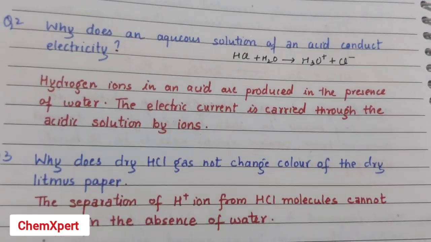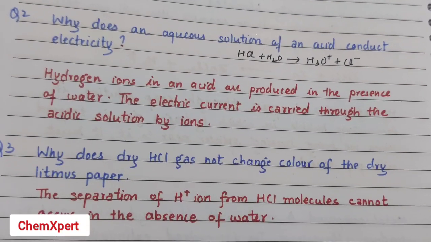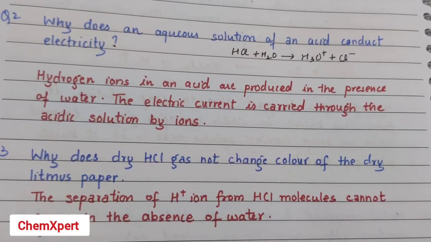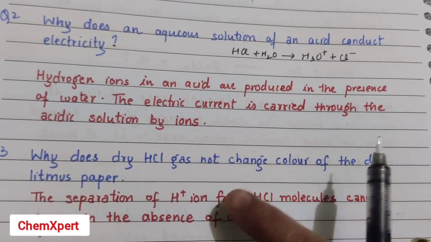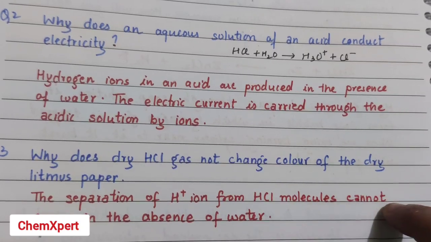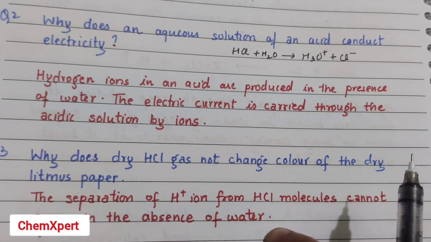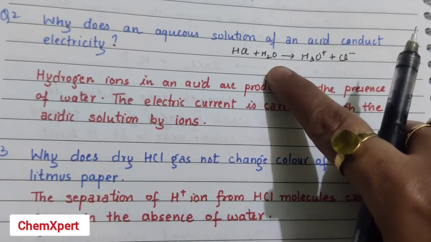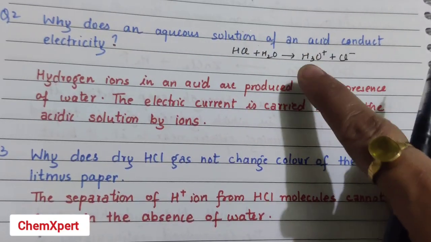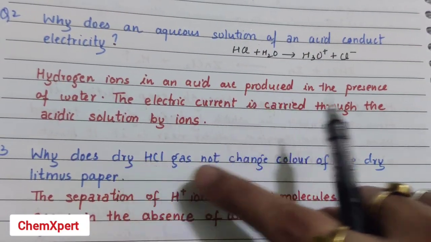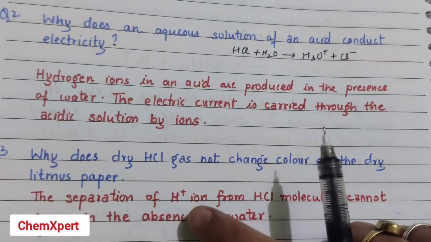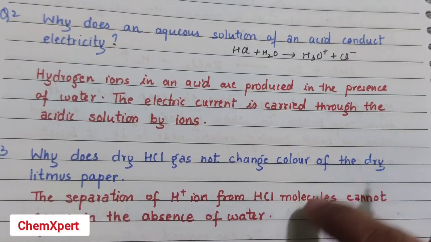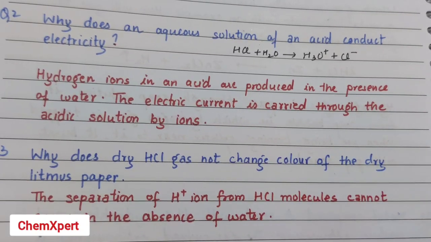Then again this question which we have discussed: why does dry HCl gas not change the color of dry litmus paper? Now the separation of H plus from the HCl molecule cannot occur in the absence of water. We have seen that HCl only dissociates into ions in the presence of water. But if there is no water, because both are dry in nature, separation of H ion from HCl will not take place. Hence there will be no change.